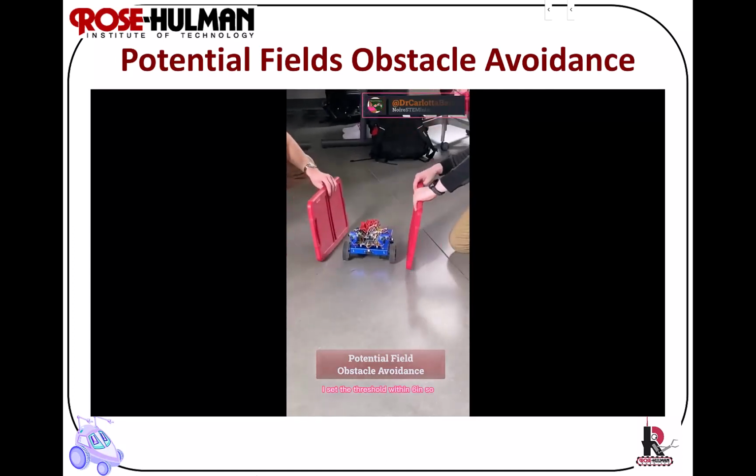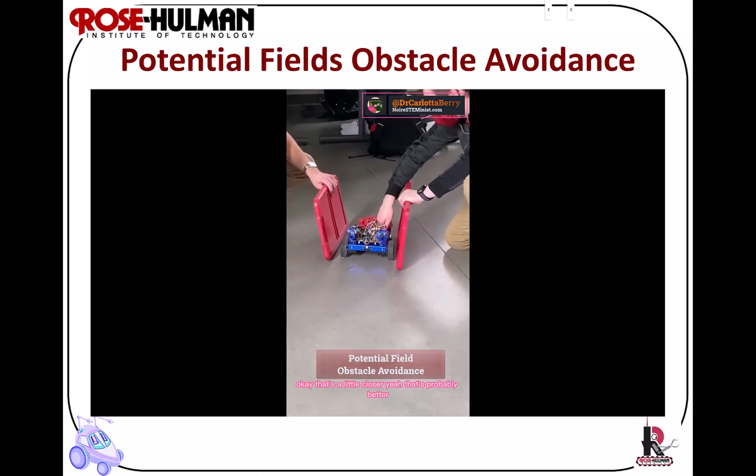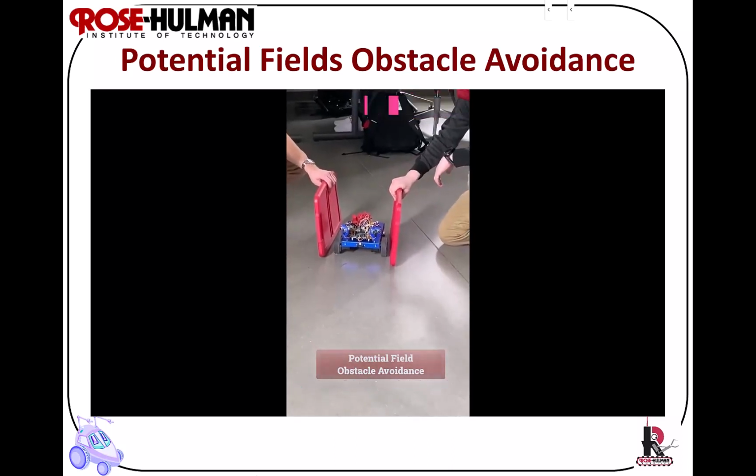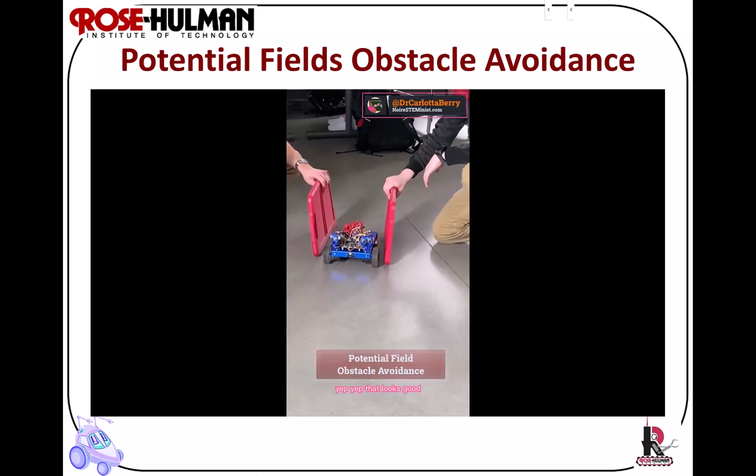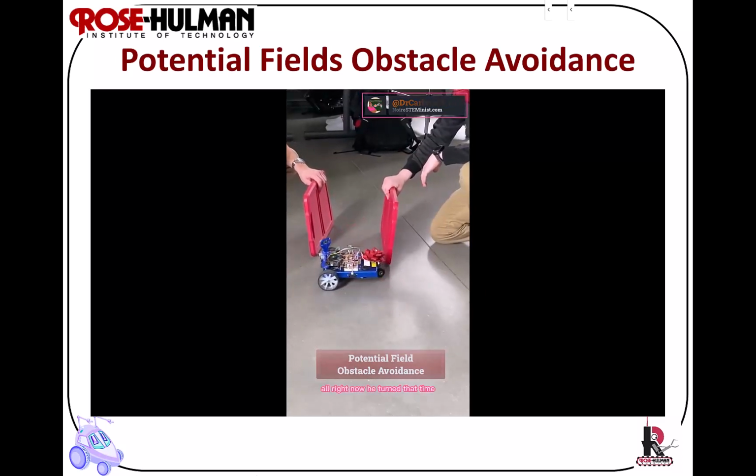I set the threshold within 6 inches, so make them a little closer. Okay, that's a little closer. Yeah, that's probably better. Thresholds are set for about 6 inches. Yep, that looks good. I can bump those up. All right, now he turned that time.